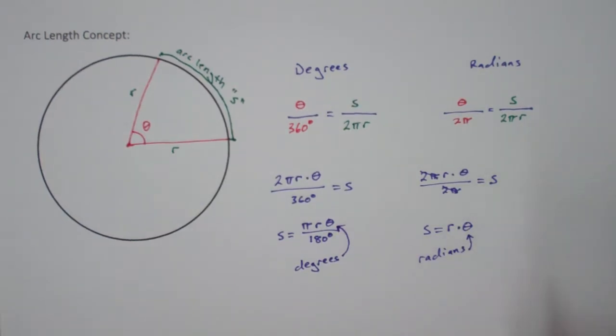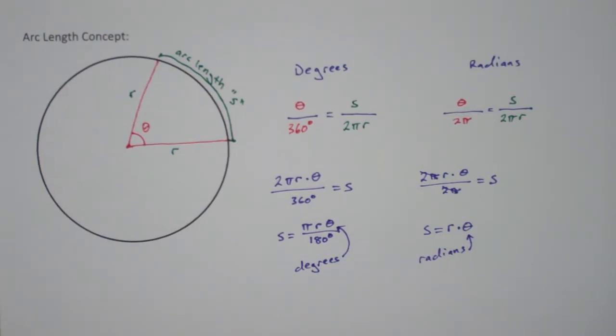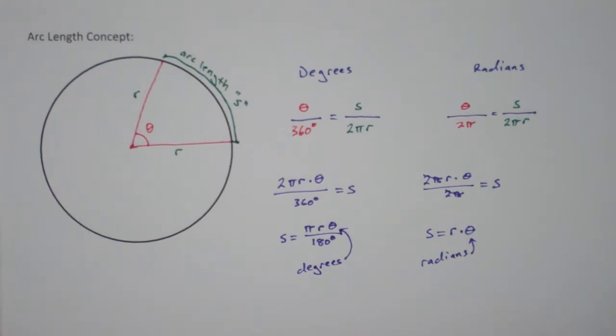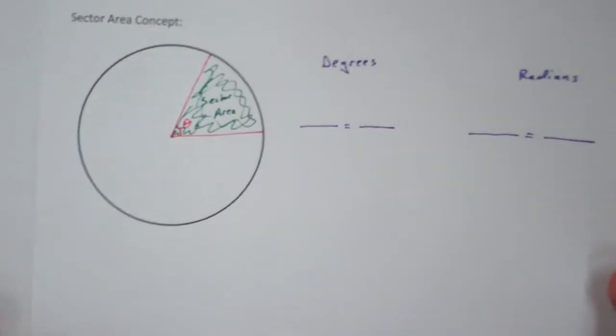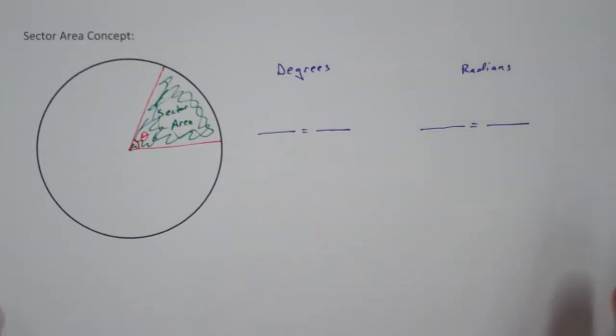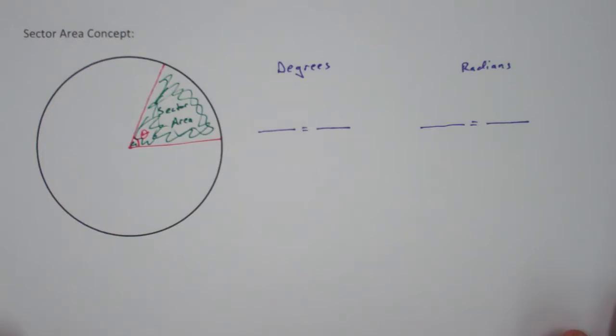So that's basically it. You can kind of develop the formula if you need to, but here it is if you want to find the arc length. And be careful with some of these problems. You might have the arc length and you might be finding theta or the radius. So let's transition to the sector area concept, and this is going to be very, very similar, except now we're talking about an area, so a two-dimensional unit.